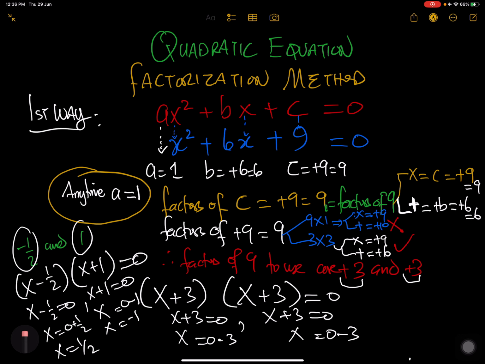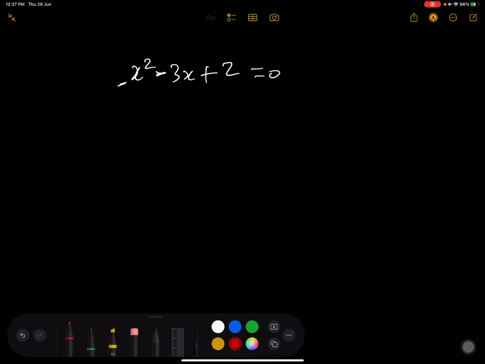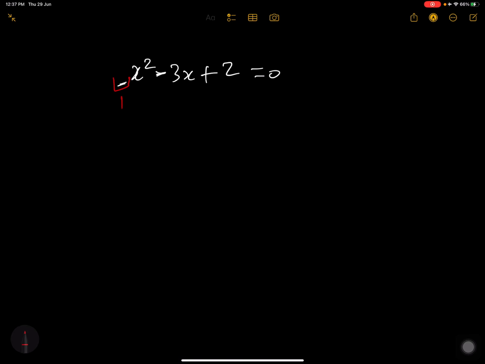Let's say you have x squared minus 3x plus 2. Because the a here is 1, we just focus on the plus 2, so that we are looking for factors of plus 2 that, when we multiply, we get a plus 2, but when we add, we are going to get minus 3. Don't forget, we're going to get minus 3.